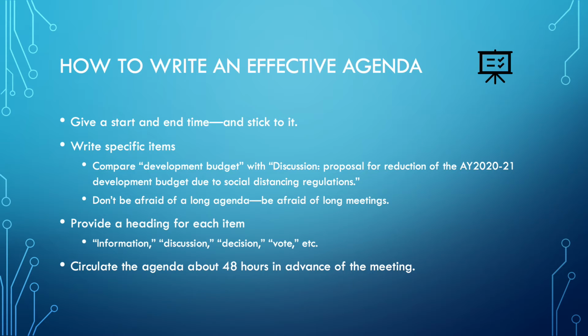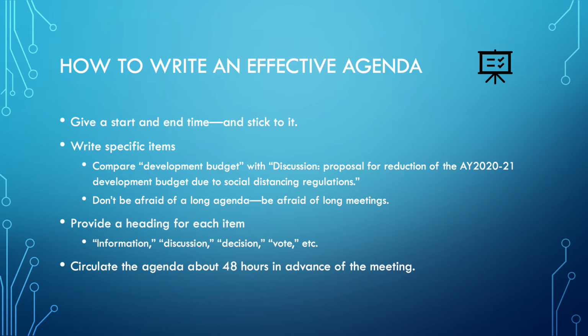write specific items. Although this may make the agenda longer, it'll make it useful. Compare writing development budget as an agenda item to discussion, proposal for reduction of the academic year 2020 to 2021 development budget due to social distancing regulations. Compare whether the first or the second gives you enough information to be prepared for that conversation.